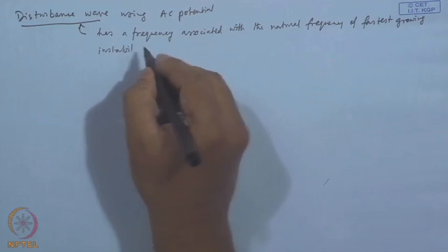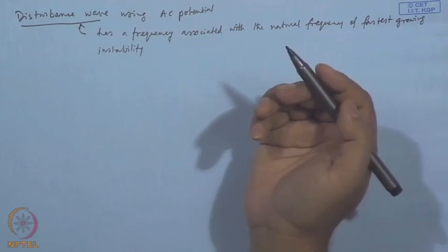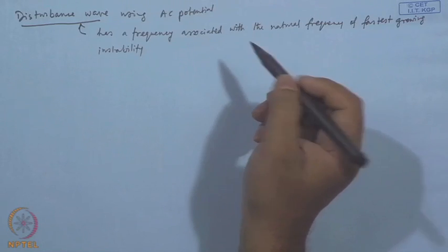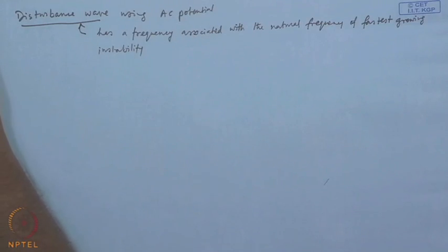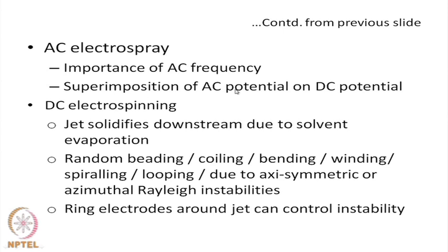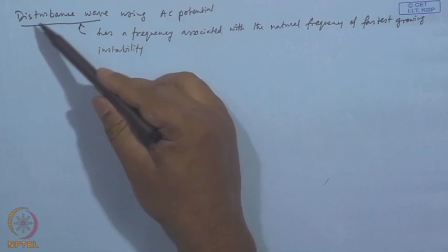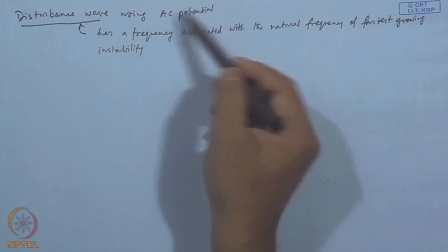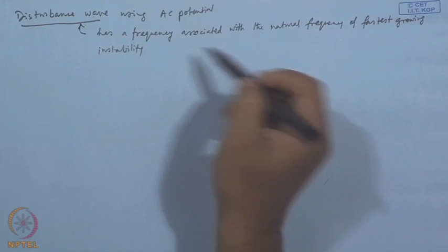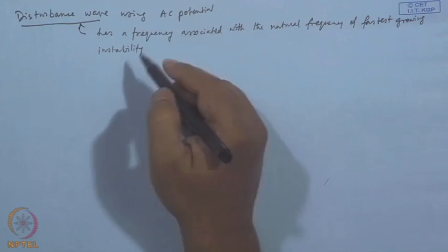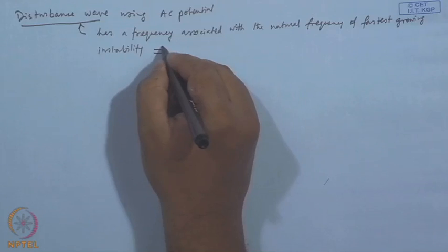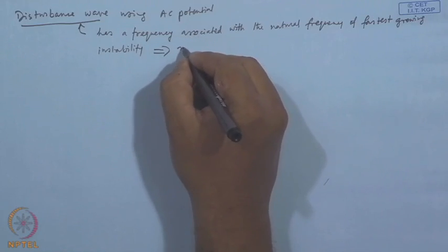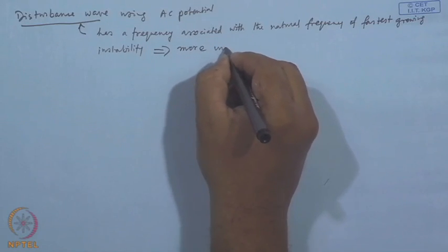Why will somebody do that? What you are doing is superimposing AC potential on DC potential. There is a DC potential existing, and on top of that you are creating a disturbance wave using AC potential at a frequency associated with the natural frequency of fastest growing instability. The benefit here is more uniform drop size.